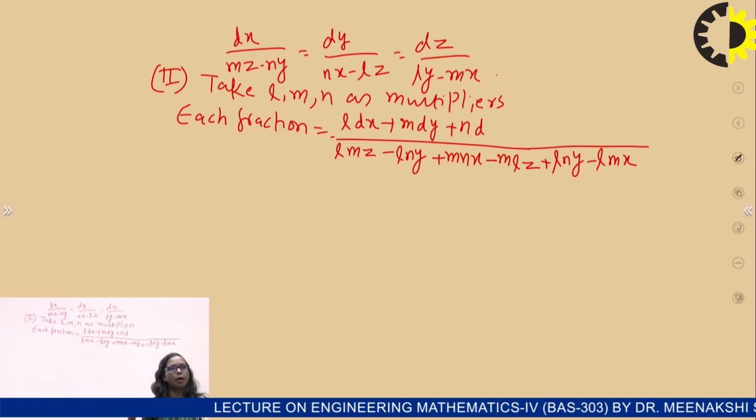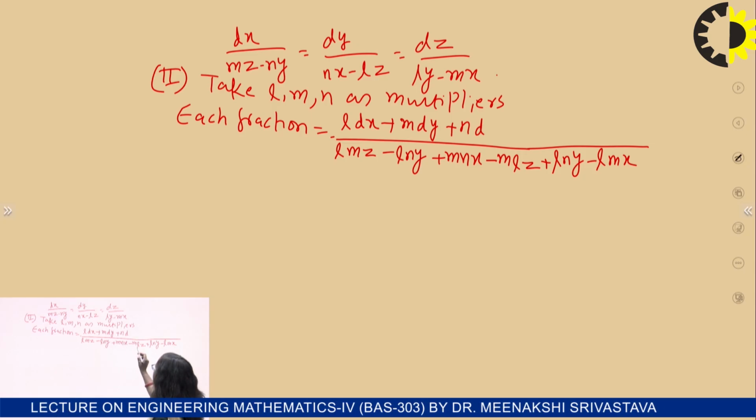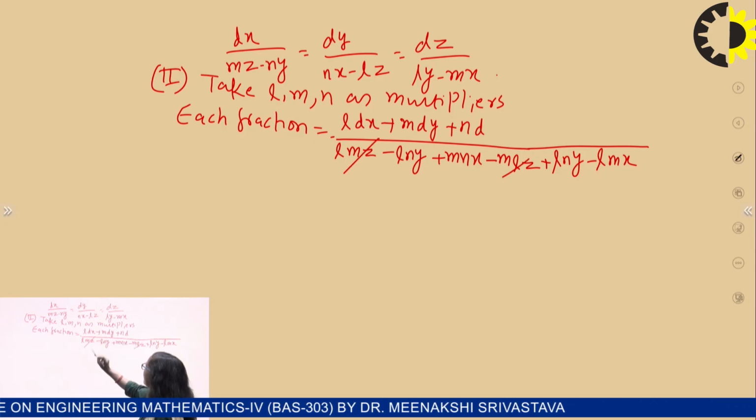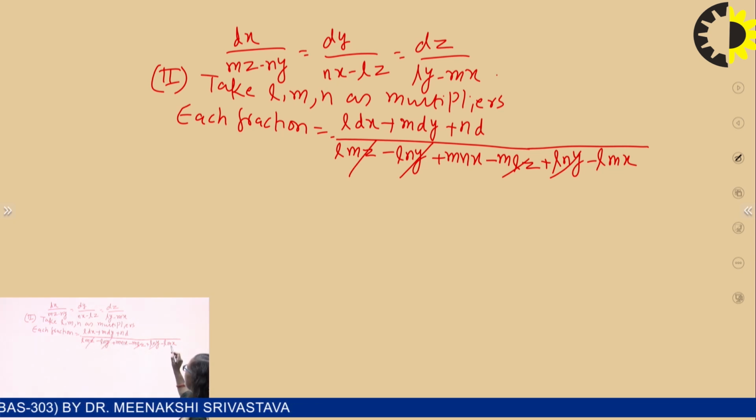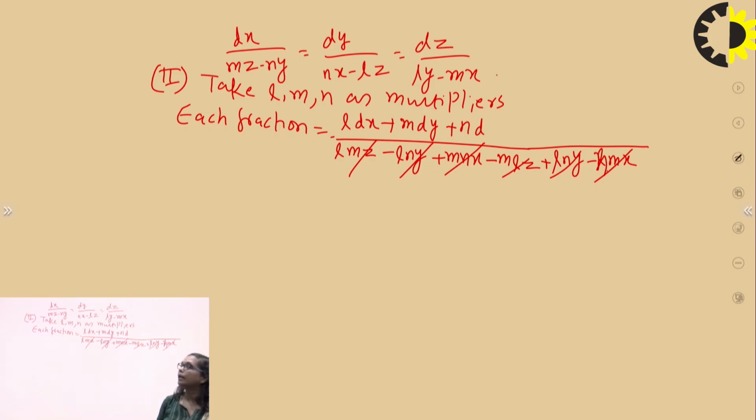Again, we check whether the denominator is tending to 0 or not. So this is plus LMZ, this is minus LMZ, this will cancel out. Minus LNY plus LNY will cancel out. And plus MNX and minus NLX, sorry, I have written it wrongly, will cancel out like this. So what we have done, we have just cancelled all the terms in the denominator, making the value 0. 0 will become the denominator. Just shift this 0 over here.